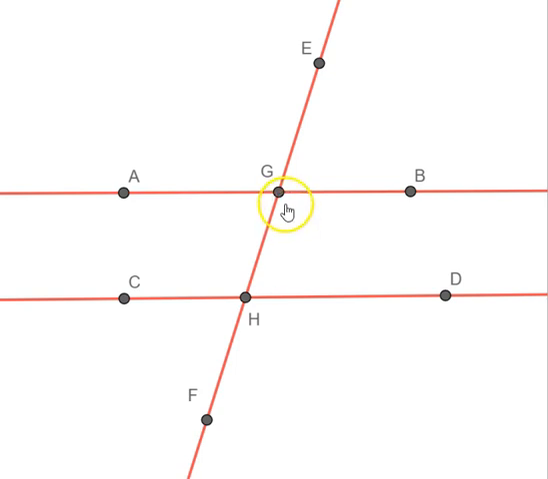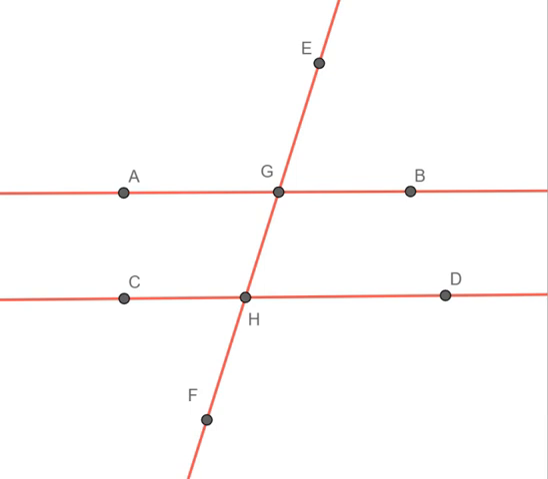Secondly, it says that the internal angles on the same side sum up to 180 degrees, and alternate angles are equal. So basically it is the converse of the previous proposition. Okay, let's see how we can prove that.